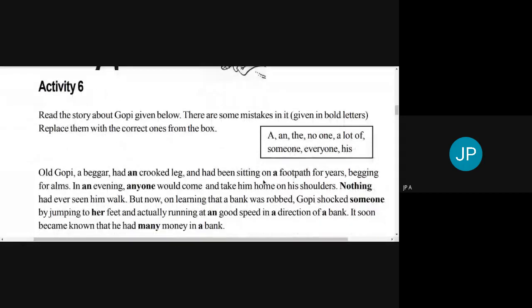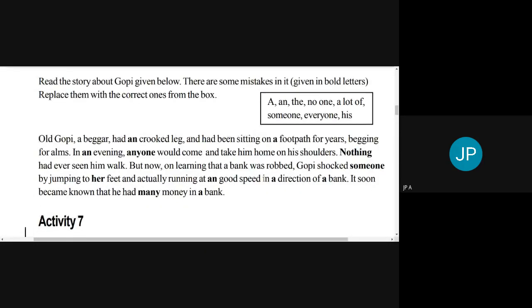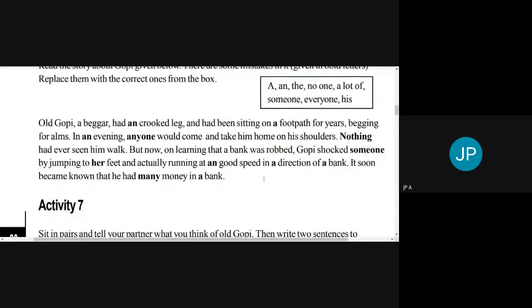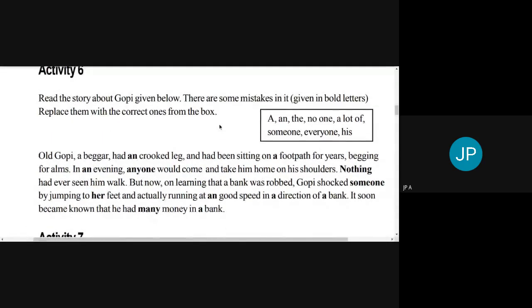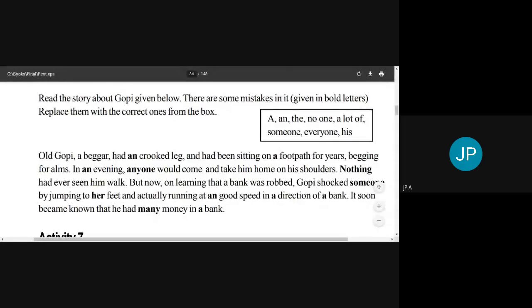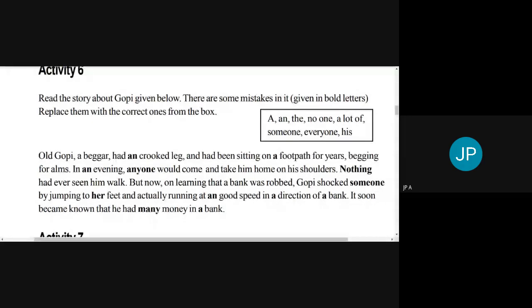So there is a combination of articles and such determiners here. There are some errors in the passage. What we have to do is correct those errors, and the errors are already highlighted. You can easily find the errors because they are in bold letters. We just need to correct them and write the correct determiner from those given in the box. So all the determiners are in the box: a and the, no one, a lot of, someone, everyone, his, etc. We have to use those to replace the words which are in bold letters in the passage.